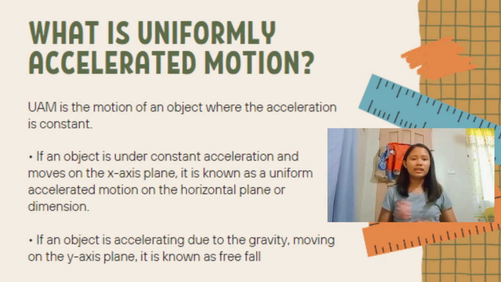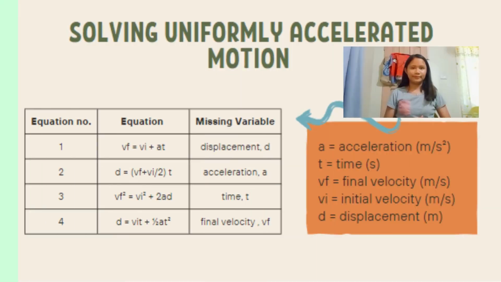If an object is accelerating due to gravity, moving on the y-axis plane, it is known as a free fall. Solving uniformly accelerated motion. Equation number 1: vf equals vi plus at, and the missing variable is displacement d. Equation number 2: d equals vf plus vi over 2 times t. The missing variable is acceleration a. Equation number 3: vf squared equals vi squared plus 2ad.